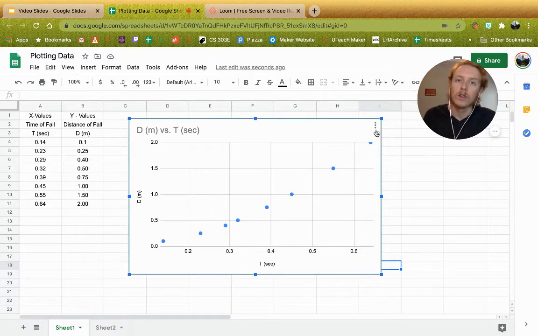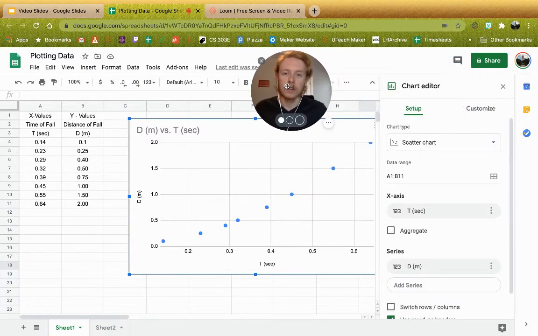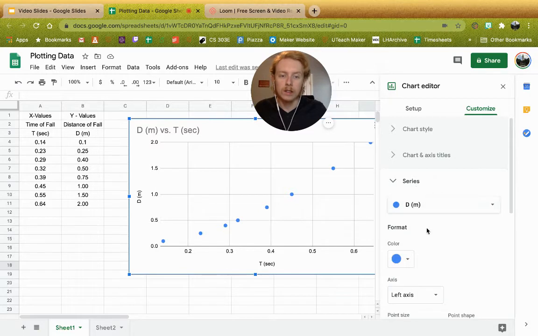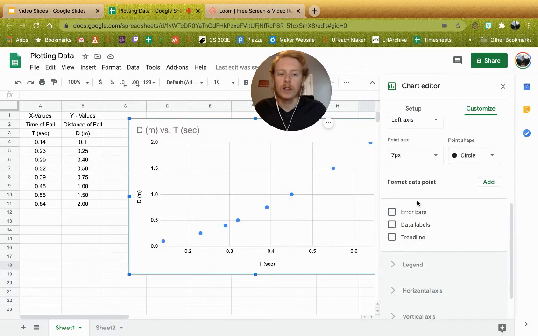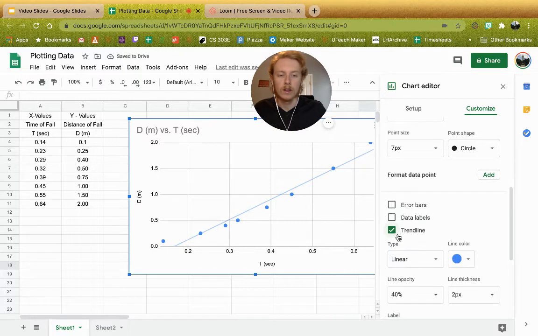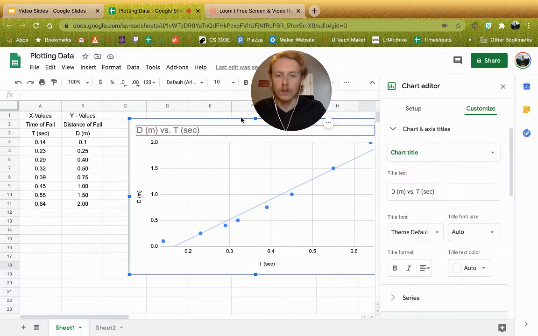To do that, you're going to want to click the three dots up here in the top corner. Go to Edit Chart, and this will pull up the chart editor over here. Then to add a trend line, go to Customize, come down to Series, and you only have one series because you're only graphing one data set. Then come down to Trend Line and click that little checkbox. Here are a bunch of different options. Let's look at this one first.